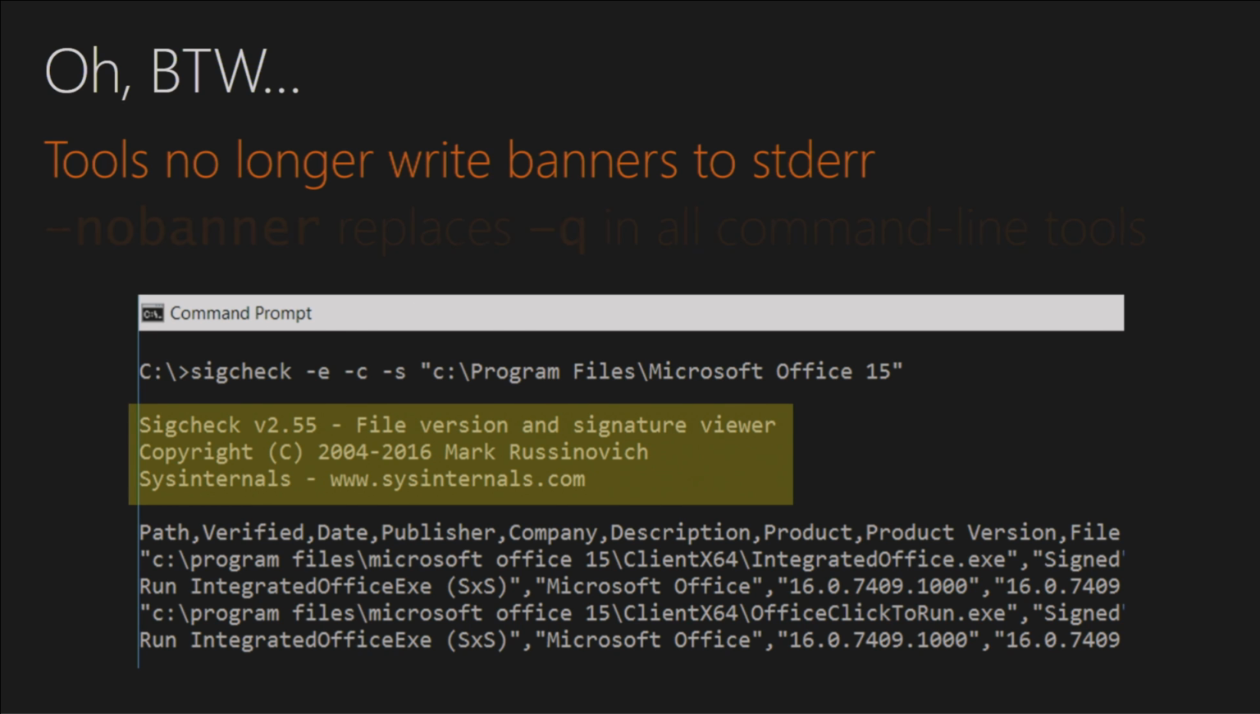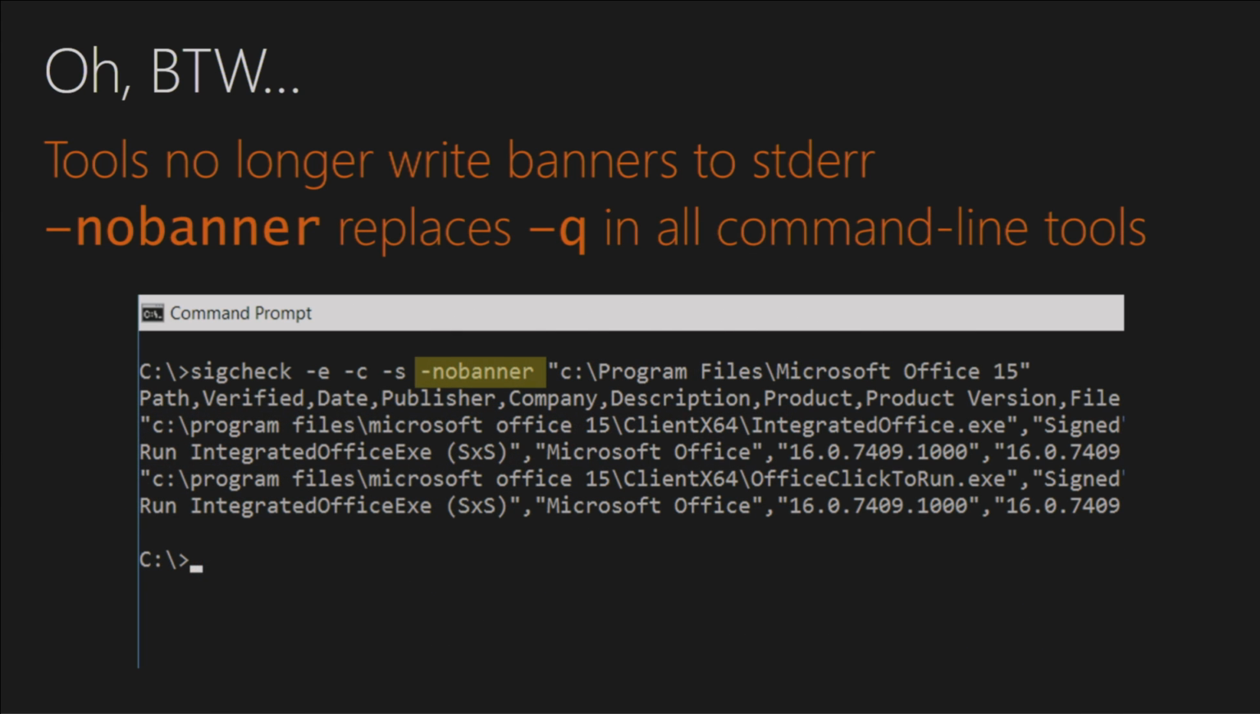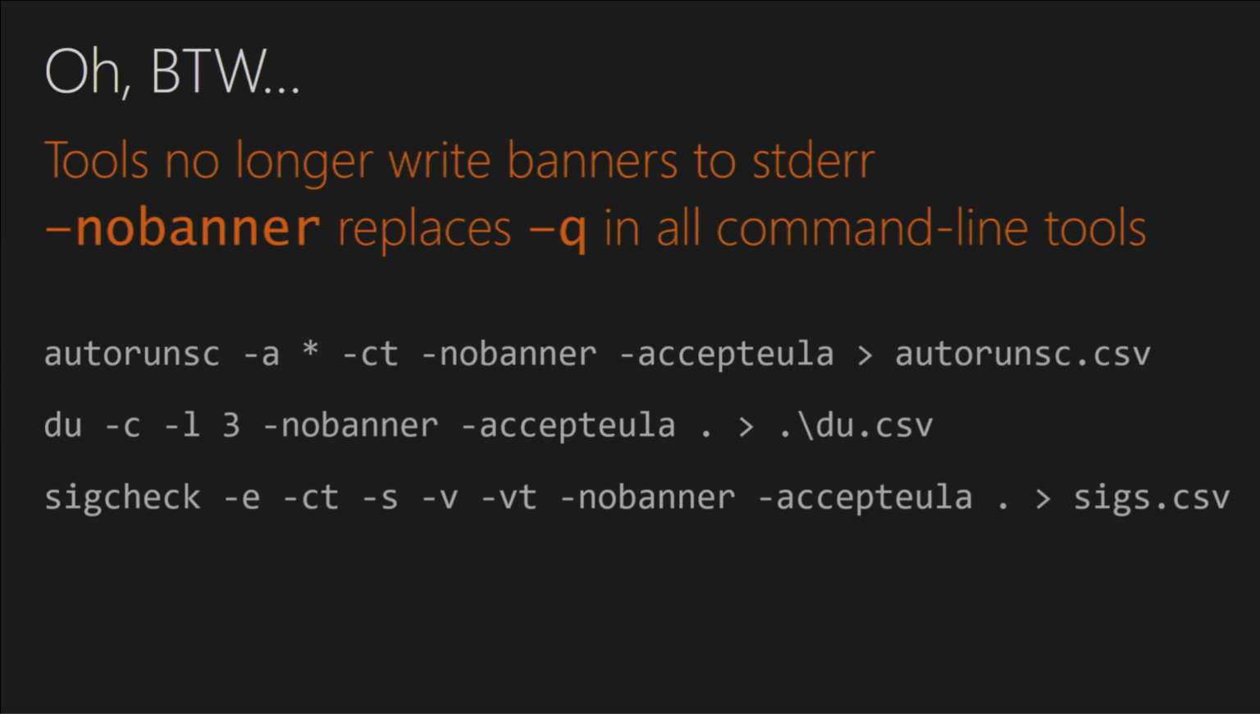So the way you get rid of this now is with a new no banner switch. And this is for consistency across all the tools, because -Q was used for other purposes in some apps, and so now no banner is the consistent switch you use, whether you're on Nano or any other flavor of Windows, to not spit out the banner. So you need to do this, for example, with command lines like this, autorun C, du. It's really particularly useful when you're using -C or -CT for comma-separated values or tab-delimited values. So you don't want that banner in there.